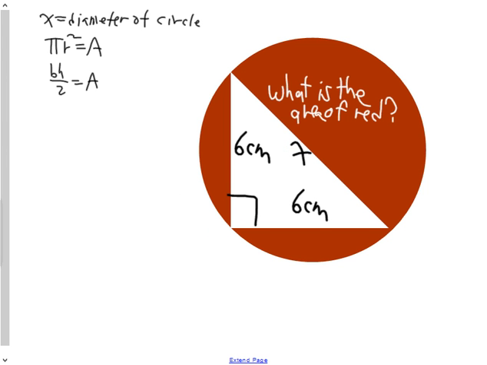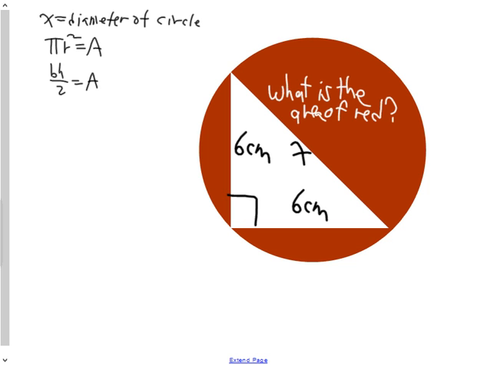And your last question is a doozy. Your last question has a lot of stuff in it, and it asks you to figure out a lot of different things. The first thing is it tells you that x is the diameter of the circle, that pi r squared is the area of a circle, and base times height divided by 2 is the area of a triangle. And then the question is, what is the area of that red part there?